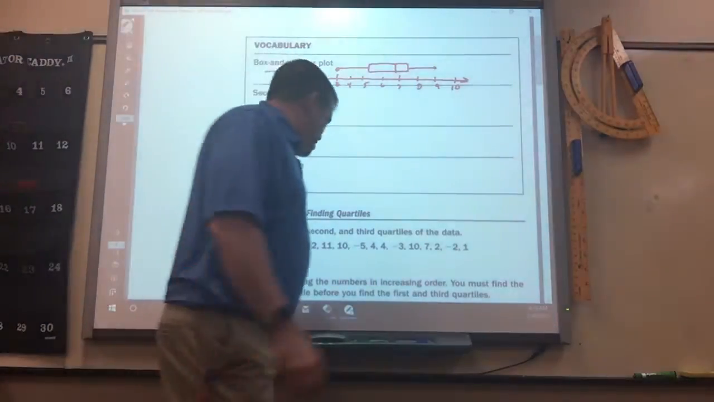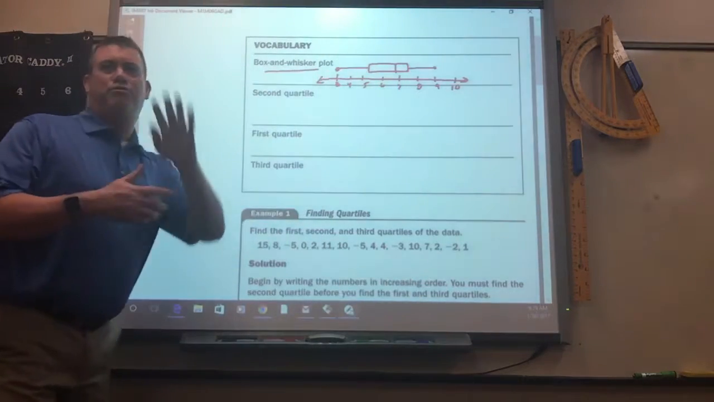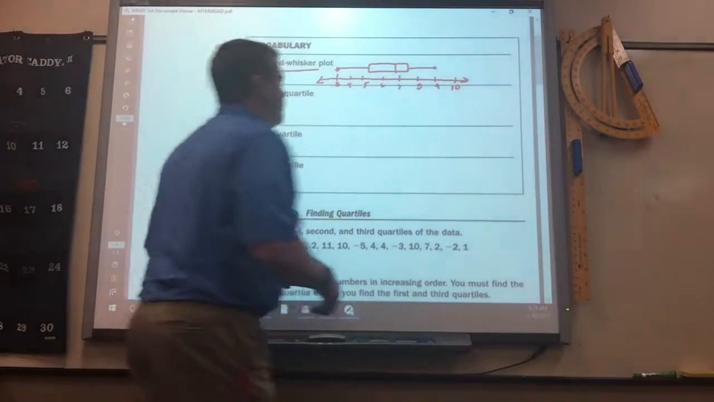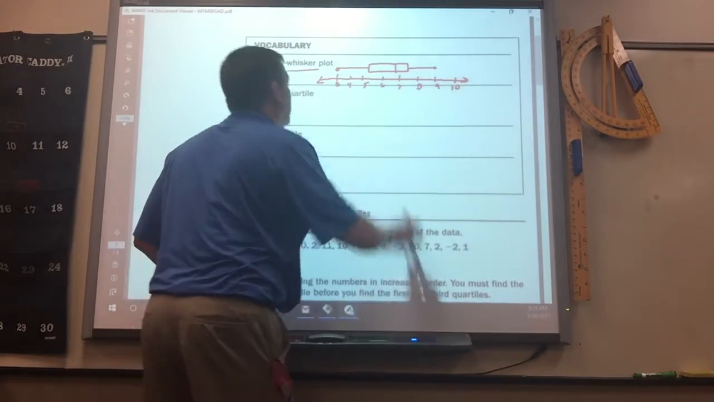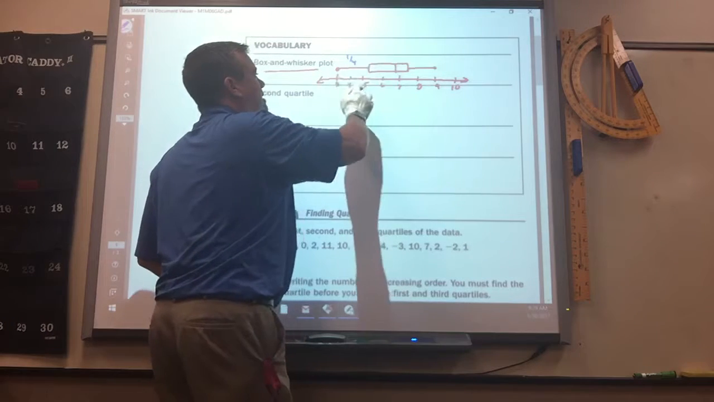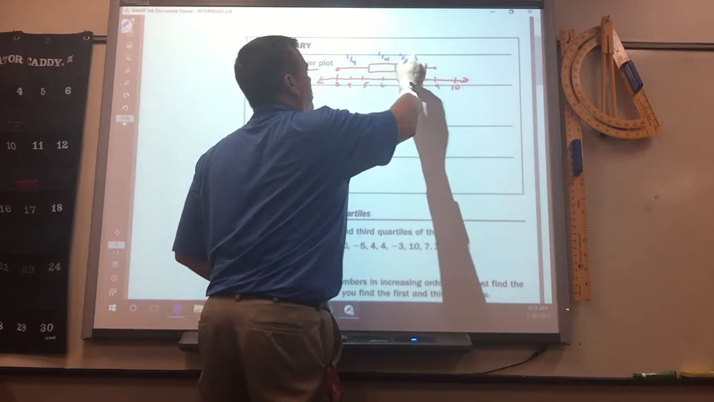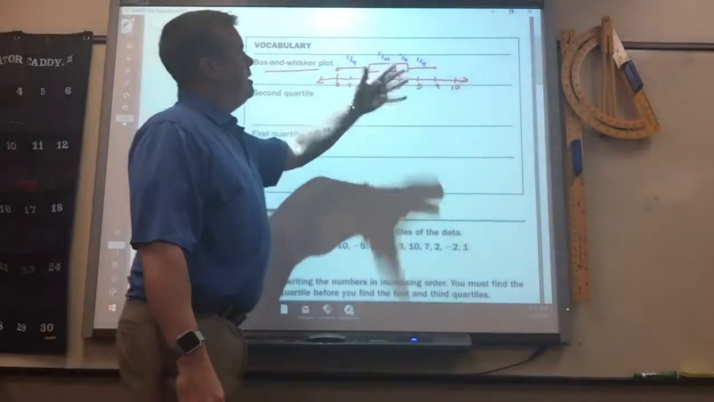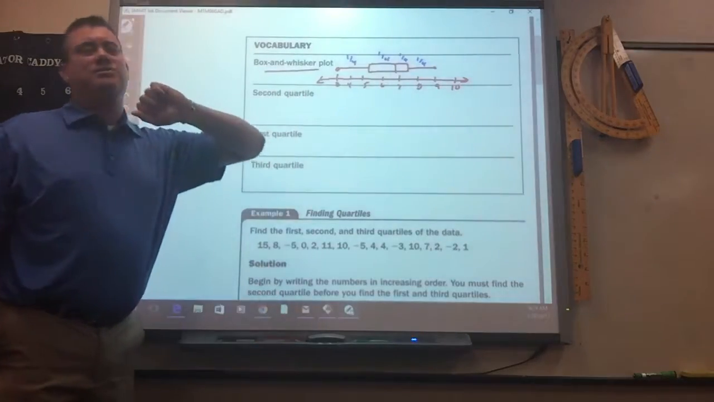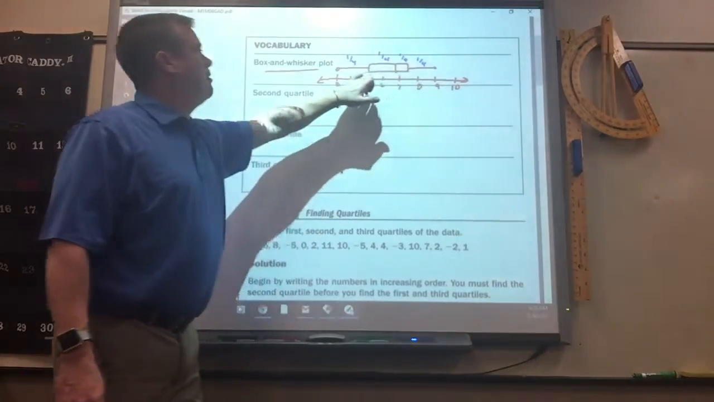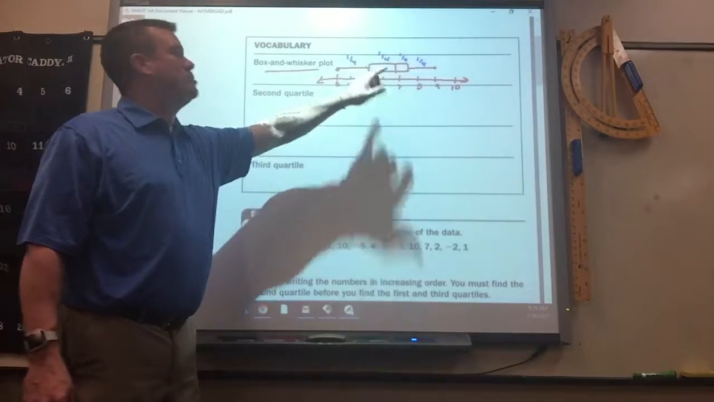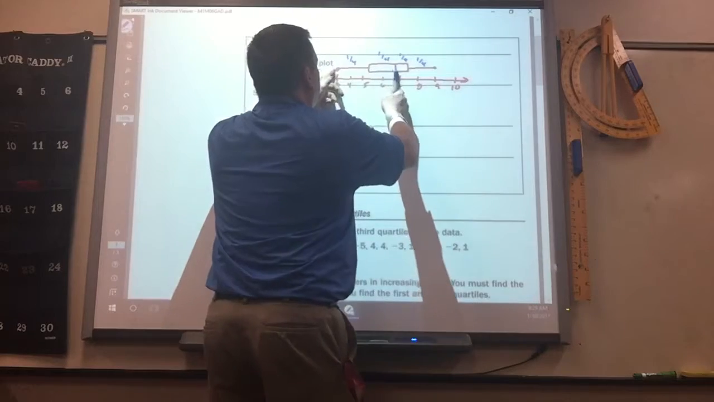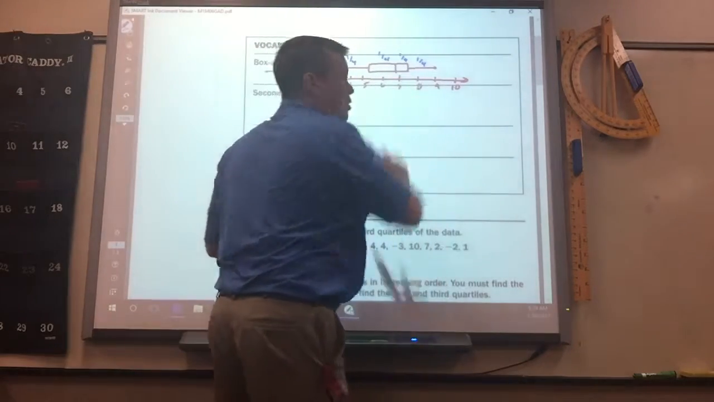So what it does is it splits information up into fourths. That's what a box and whisker plot does. This is 1/4 of the data. This is 1/4, 1/4, and 1/4, or 25%. So the different questions they ask are like, half of all the numbers fall in here, or half are here, or half are here, or 1/4 are down here, 1/4 are down there.